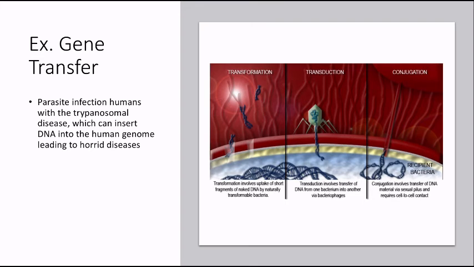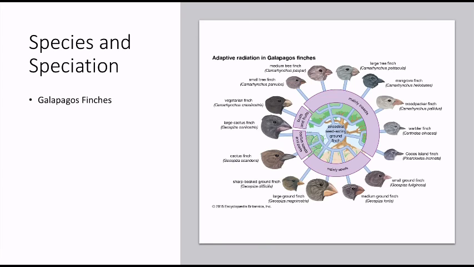In my last slide, I will talk about speciation and species. Species are separated from one another by prezygotic or post-zygotic barriers, which prevent mating or production of viable offspring. Speciation is a process in which new species form. It occurs when a group in a species becomes reproductively isolated and diverges. One example is the Galapagos finches. As we can see, there's a variety of species, but they all come from the same family.